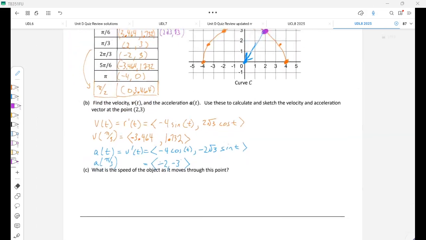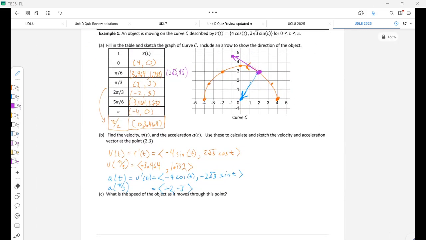So we have one last question to answer on this one, and that is, what is the speed of our particle moving as it moves through the point 2, 3, which is the point that we have highlighted here in purple. And our goal is to find, oops, sorry, I definitely wrote it in the wrong spot, right here. Our goal is to find the magnitude of this vector.